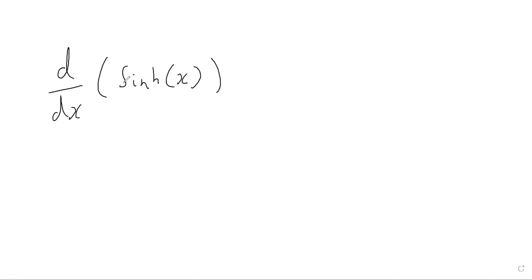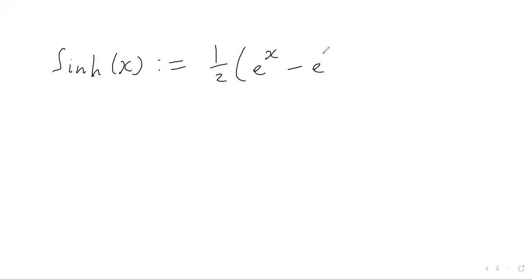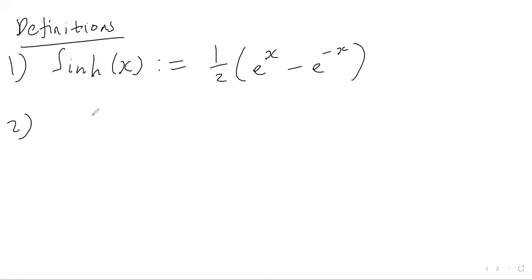If we define what we mean by hyperbolic sine, there's a couple of ways that we could do this. We could define hyperbolic sine in terms of exponentials. So this would be the definition in terms of exponentials. I'll call this definition number one. Let me make a title of definitions here. There are different ways you can define this hyperbolic sine function. You can also define it in terms of complex variables.